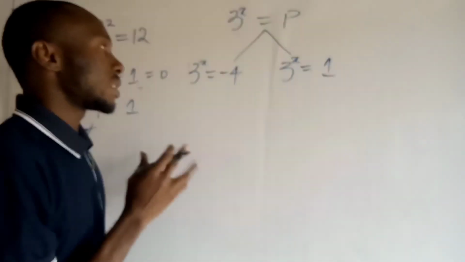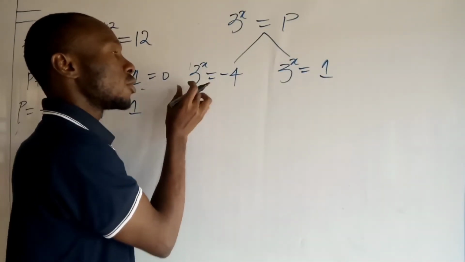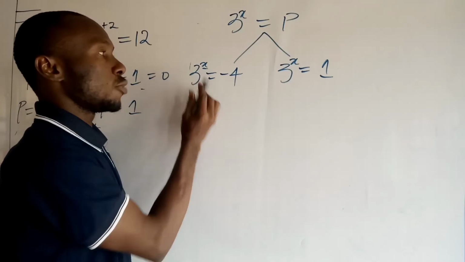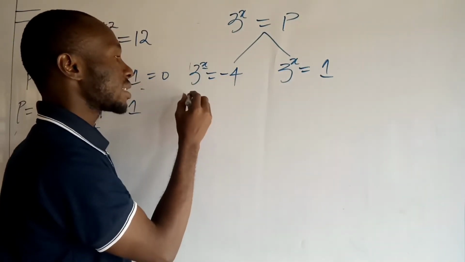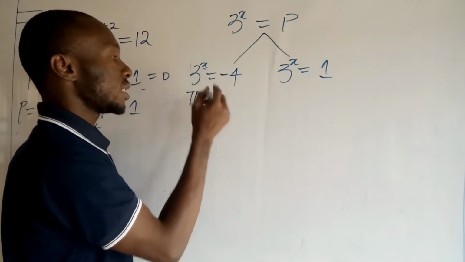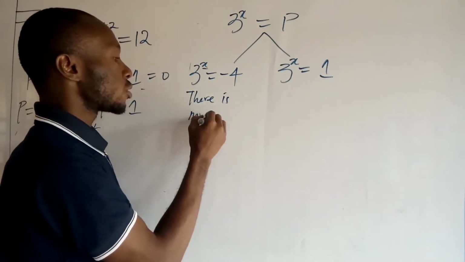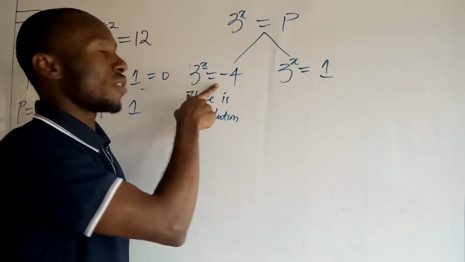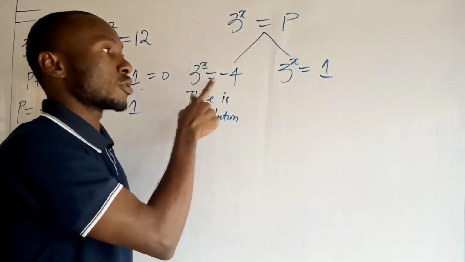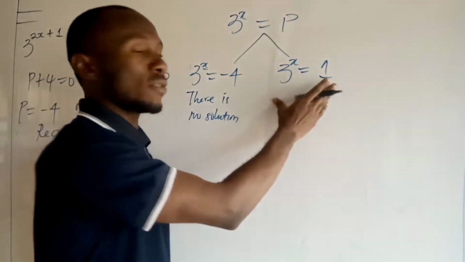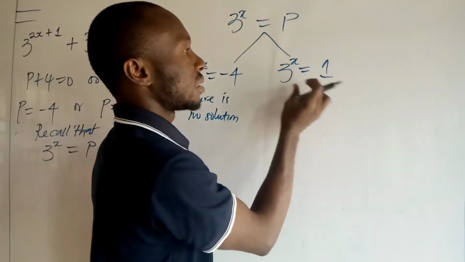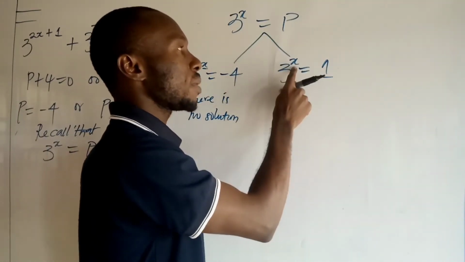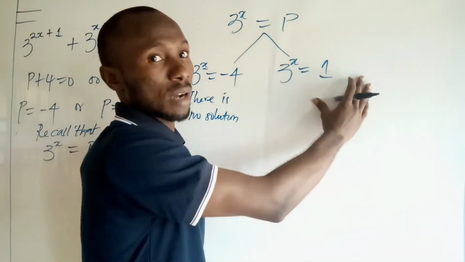Now you can see that in this case, no matter what the value of x is, we cannot have a negative number. So for this equation, there is no solution. There is no solution for this value of p, which is minus 4. So let us see if there's a solution for this other one. Yes, there's a solution, because whatever the value of x, you can always have a positive number right here.